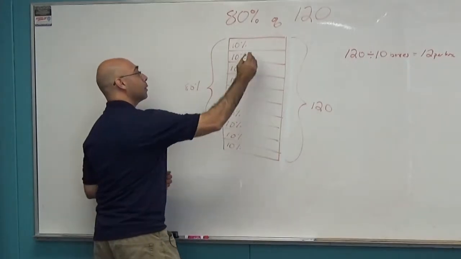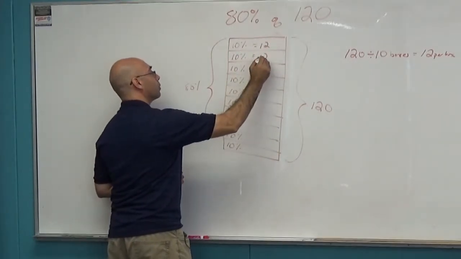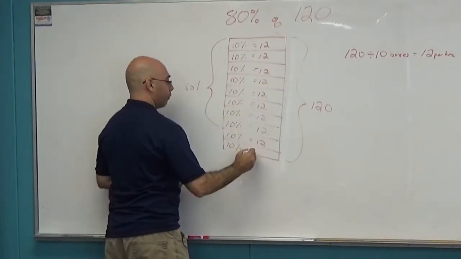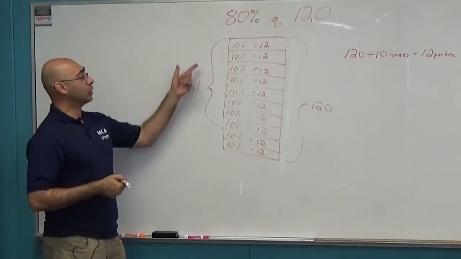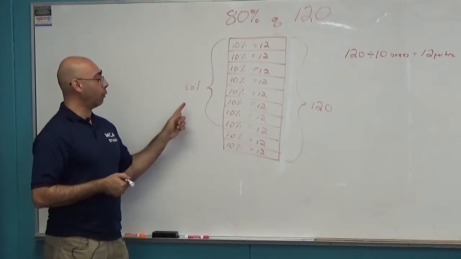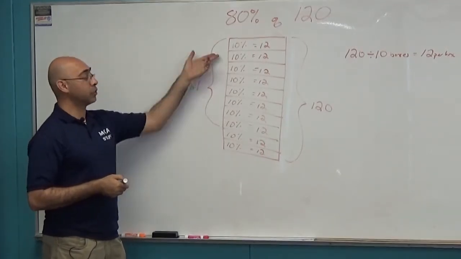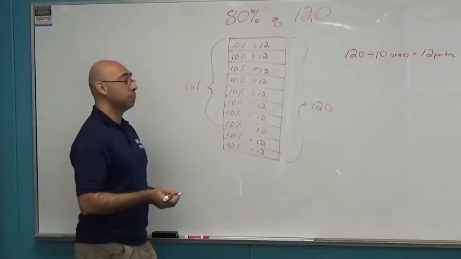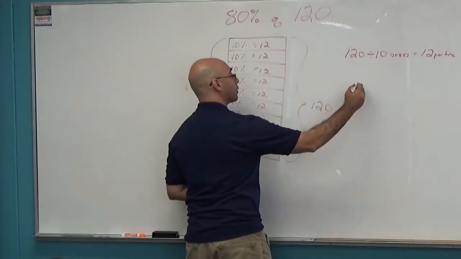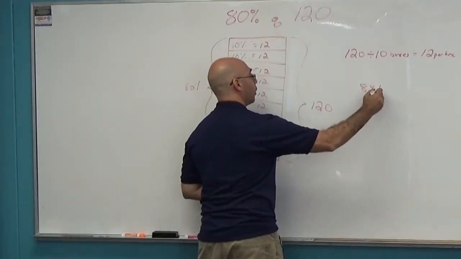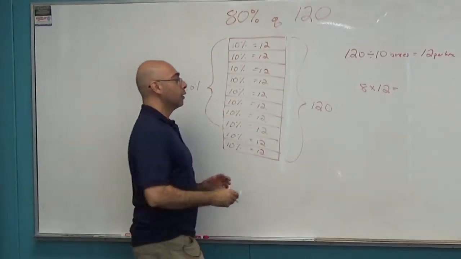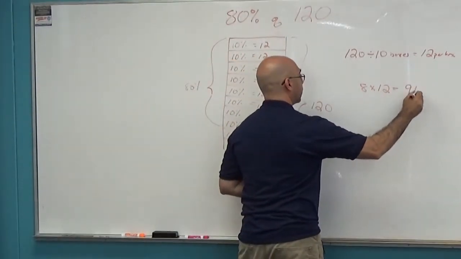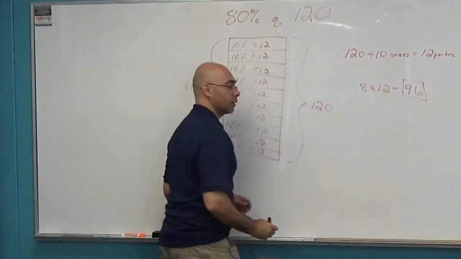So that means this is going to be 12. This is going to be 12. This is going to be 12. This is going to be 12. Now, do I want all of them? How much do I want? 80%, which is 8 boxes. So, to figure out if one box is 12, I do 8 times 12 to figure out 8 boxes. And what'd you get, sir? 96. Very good. Not 96%, 96.